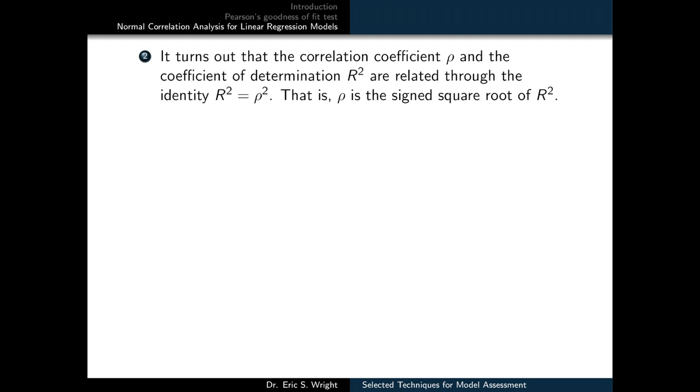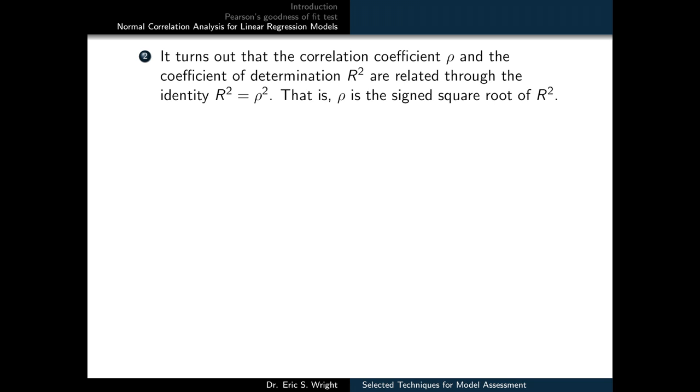It turns out that the correlation coefficient rho and the coefficient of determination capital R squared are related through the identity R squared equals rho squared. That is, rho is the signed square root of R squared. If rho approaches positive 1 for a particular data set, that's indicative that the data set has a strong positive linear correlation, clusters closely to a line with positive slope. If, on the other hand, rho approaches negative 1, that's an indication that there's a strong negative correlation where the data clusters around a line with negative slope.